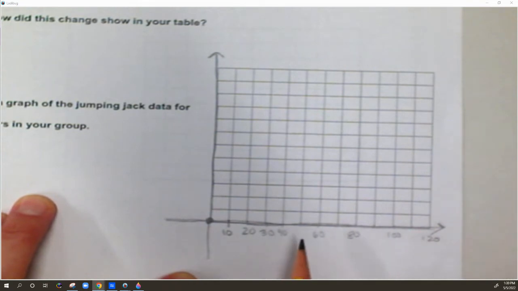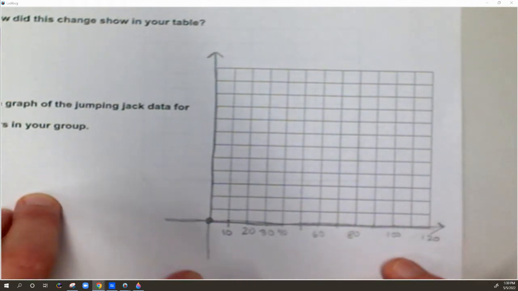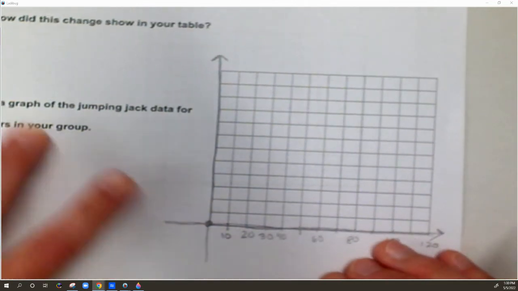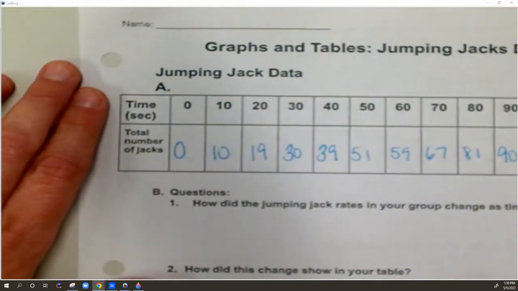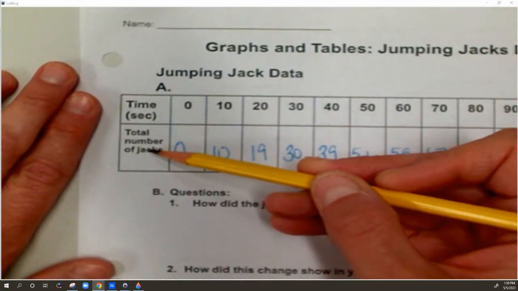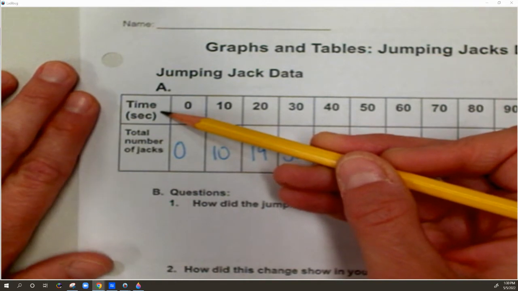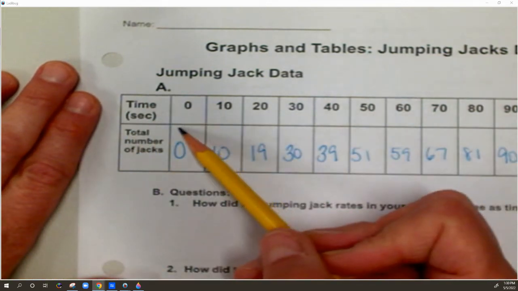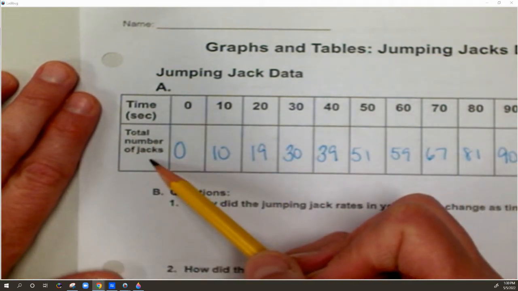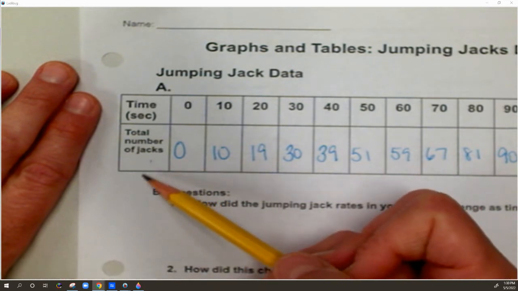Okay, so somehow I didn't write every number, but I am going up. Each line is worth 10, so I did that. So this is the x-axis. Now I have to decide which of the two variables in my table is going to go on the x-axis. The two variables I have in the table are time, because time is changing, time is going up by tens, and then the number of jumping jacks. That's my other variable, the other thing that's changing.